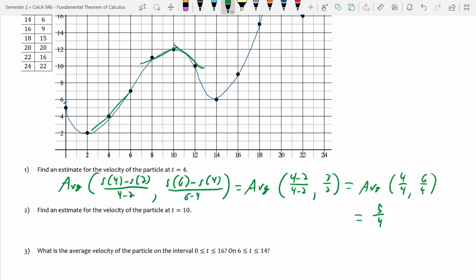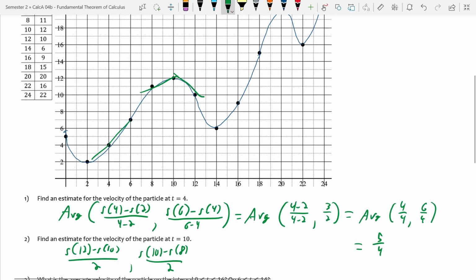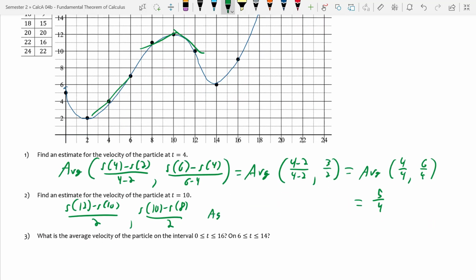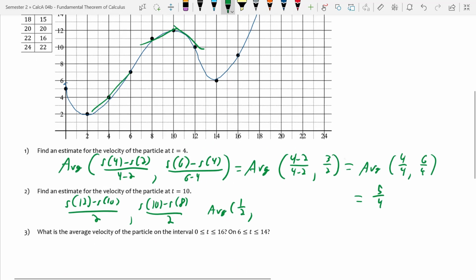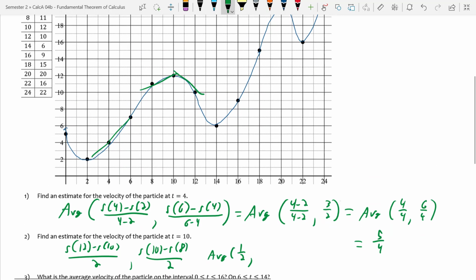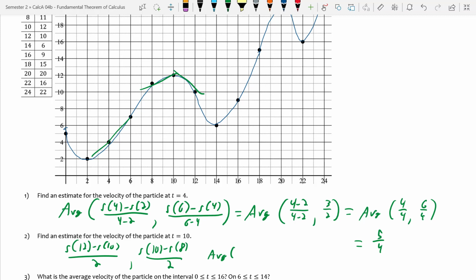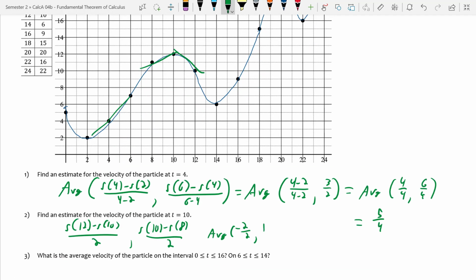So same idea. I'm going to do s of 12 minus s of 10 over 2. And then I'm going to look at s of 10 minus s of 8 over 2. So s of 10 is 12 and s of 8 is 1. So this is going to be the average of, sorry, no, my bad. 12 minus 10 was -2. So it's the average of -2 over 2 and 1/2.